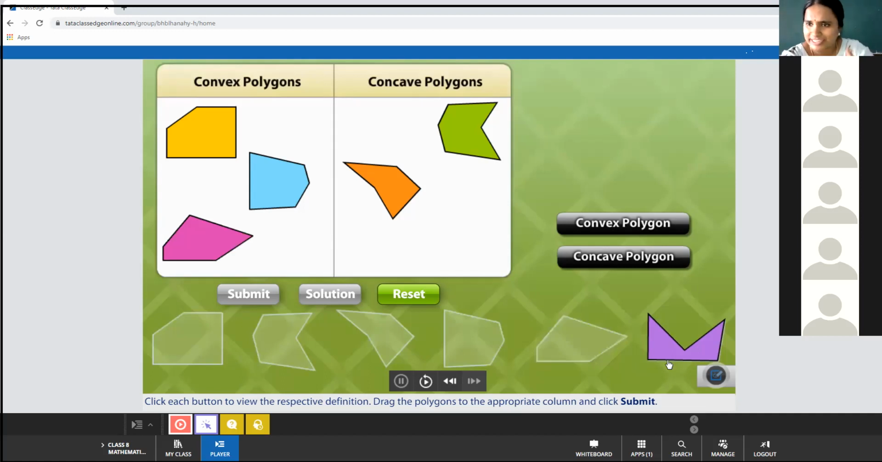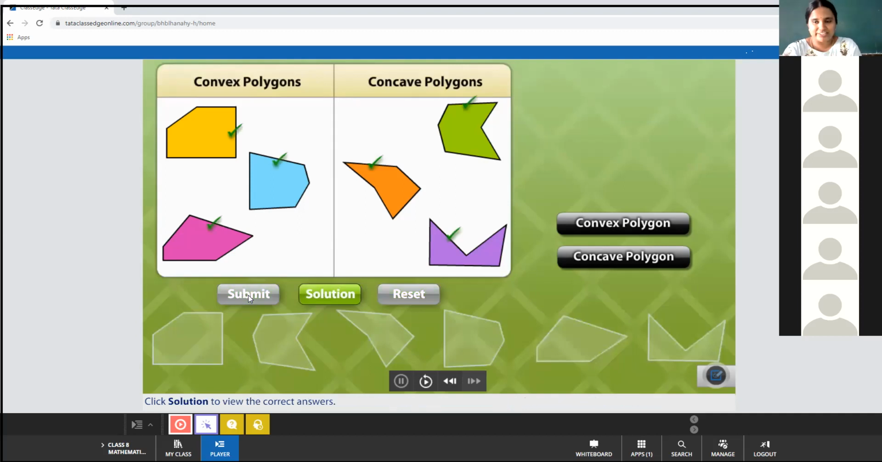So last one, I will take the chance and I will put it. This is the concave polygon. Now every figure is placed. Let us check whether the position is correct or not. Yes, well done. We have done a good job. Everything is set in the same places. So convex polygons and concave polygons.